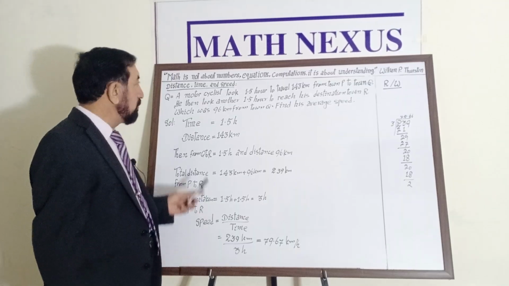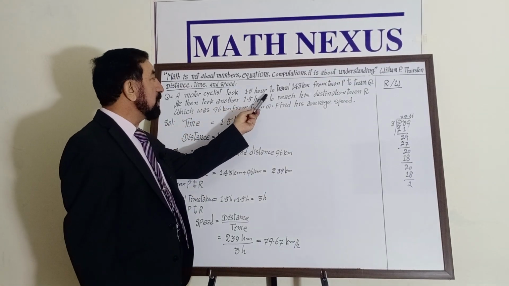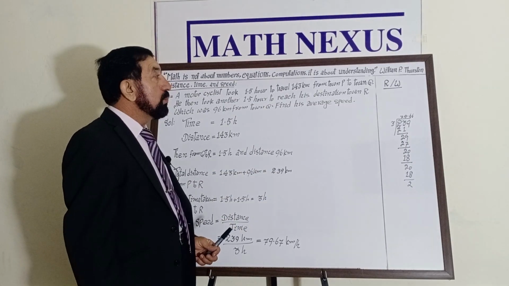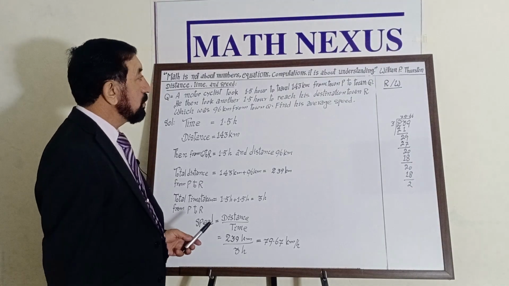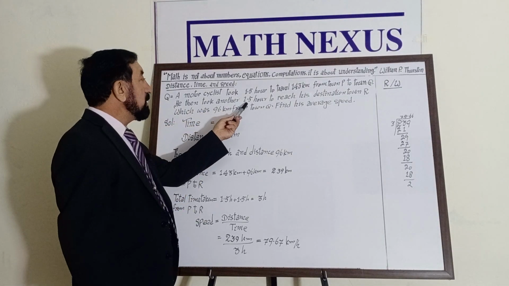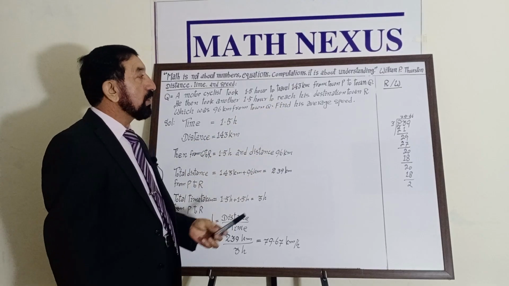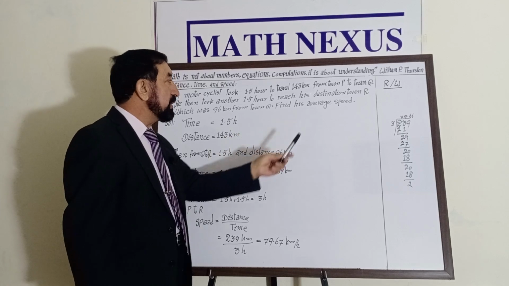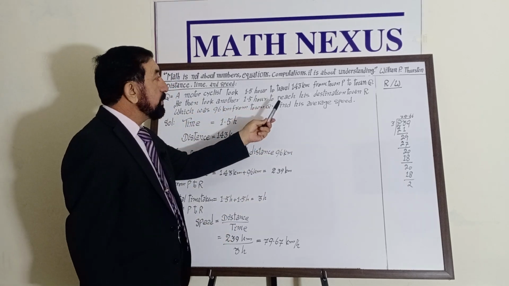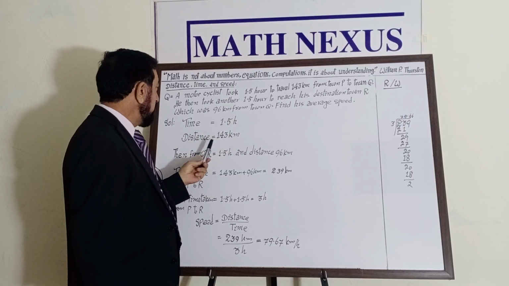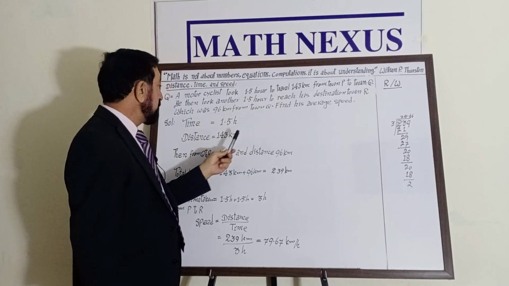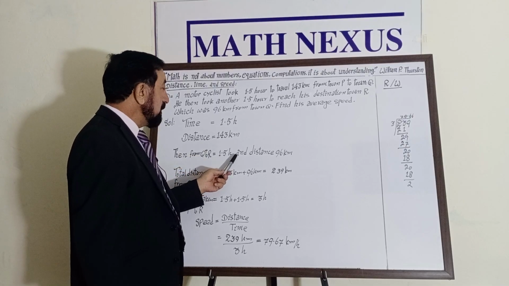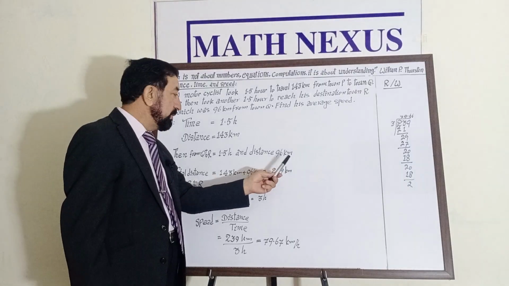Look at the question. A motorcyclist took 1.5 hours to travel 143 km from point P to point Q, or town P to town Q. He then took another 1.5 hours to reach his destination town R, which was 96 km from town Q. Find his average speed. First, from town P to Q, time is 1.5 hours, distance is equal to 143 km. Then, from point Q to R, 1.5 hours and distance is equal to 96 km.